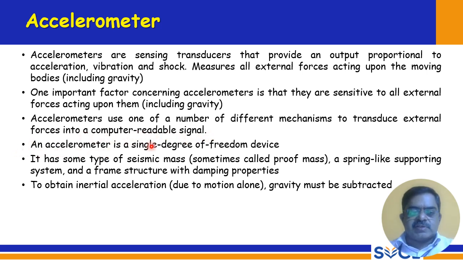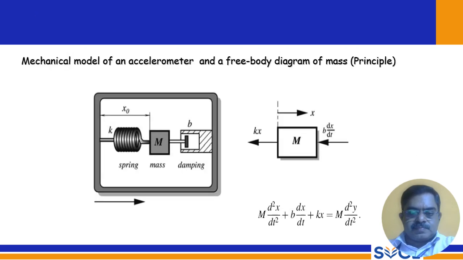An accelerometer is a single degree of freedom device. It has some type of seismic mass, sometimes called proof mass, a spring-like supporting system, and a frame structure with damping properties. To obtain inertial acceleration due to motion alone, gravity must be subtracted. So the gravitational force should be subtracted, ignored, or eliminated.